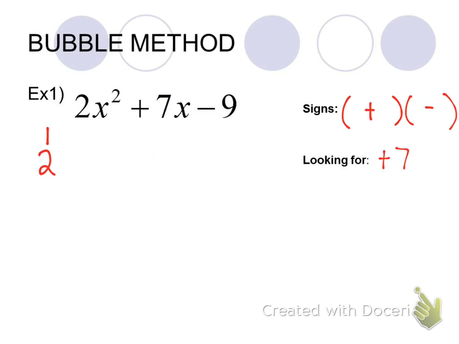Okay, and then we have to list our factor pairs for -9. What are our factor pairs for 9 in general? 1 and 9, 3 and 3. 1 and 9, or we could have 3 and 3. But we know that our signs are going to have to be both negative. What did we already say our signs would have to be?